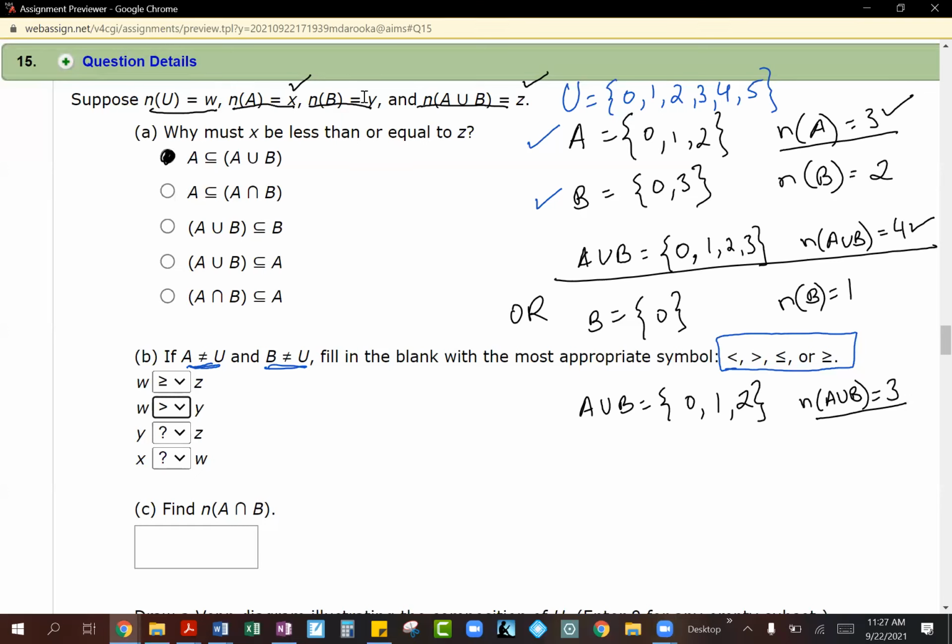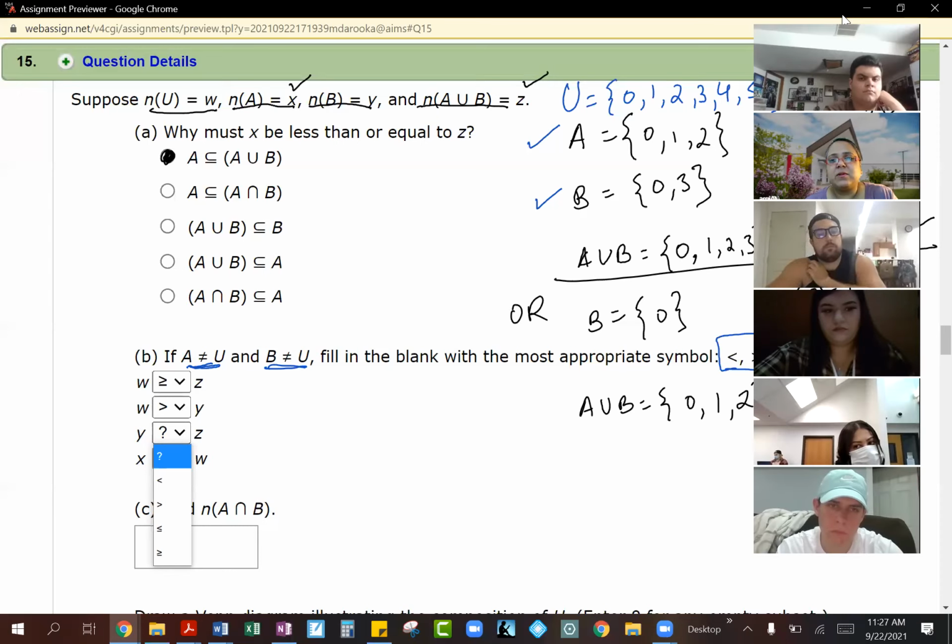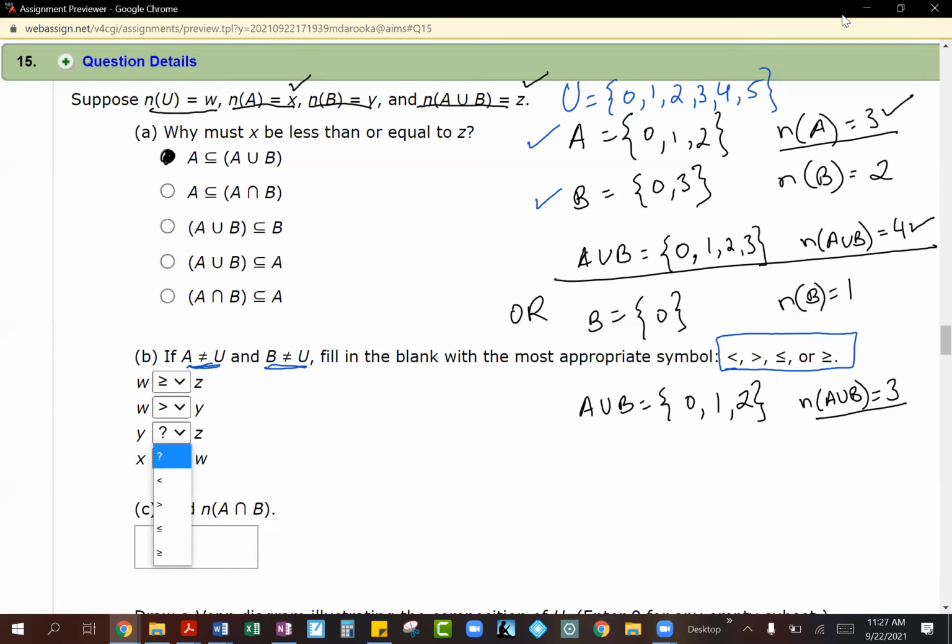Okay, between Y and Z, so Y is for set B, and Z is for the union between A and B. So will Y be less than, greater than, less than or equal to, greater than or equal to? Less than? What about less than or equal to? Yes, but I don't know why. Okay, so again, we don't have definitions for either A, B, or the union.